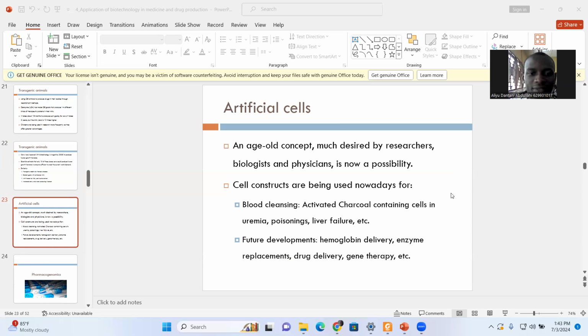Artificial cells, an age-old concept much desired by researchers, biologists, and physicians, is now a possibility. Cell constructs are being used nowadays for blood cleansing, right? Activated charcoal containing cells in uremia, poisoning, and liver failure. Future developments: hemoglobin delivery, enzyme replacement, drug delivery, gene therapy, and so on.